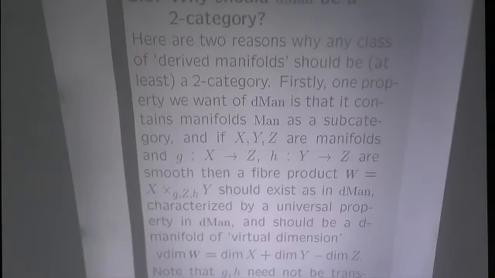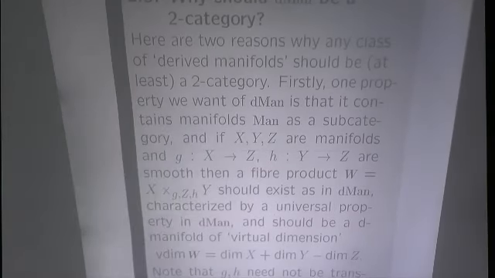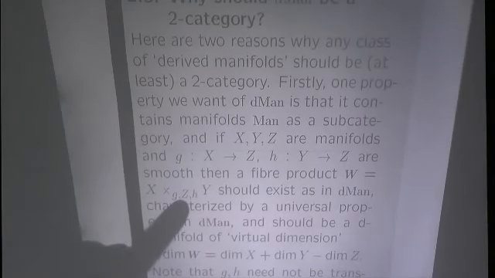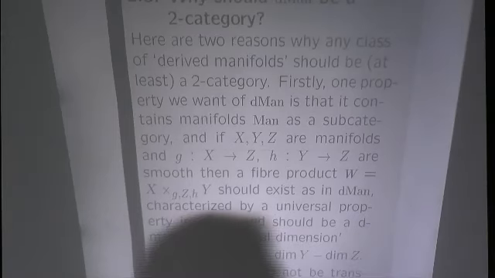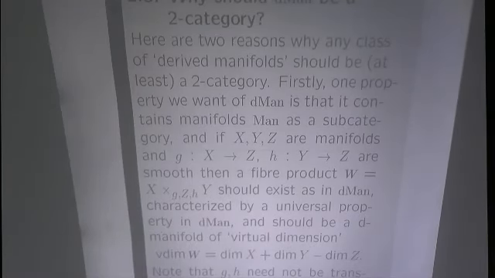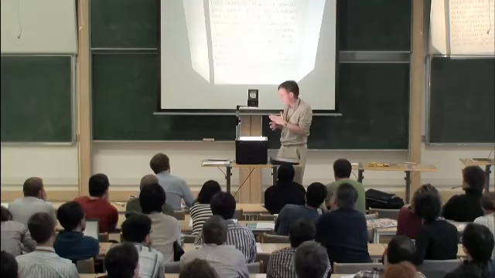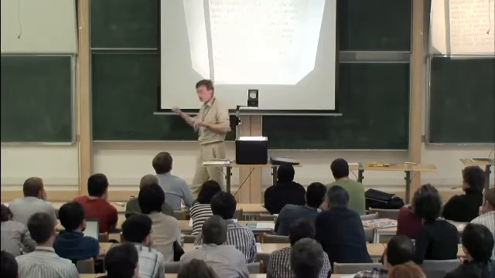If X, Y and Z are manifolds, and you have smooth maps G going from X into Z and H going from Y into Z, just smooth maps of manifolds in the usual sense, then there should exist a fiber product W, which is X cross over Z of Y. This fiber product should exist in derived manifolds. If you're not happy with fiber products, think of X and Y as submanifolds of Z, and we're now talking about taking an intersection of submanifolds. If the submanifolds intersect transversely, then their intersection is a submanifold in the usual sense.